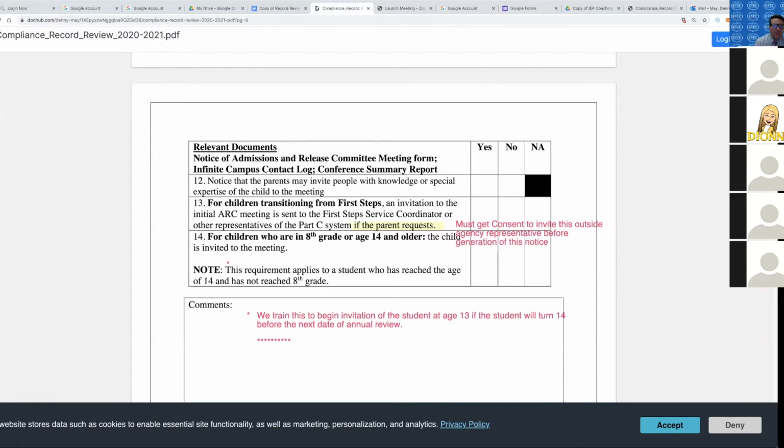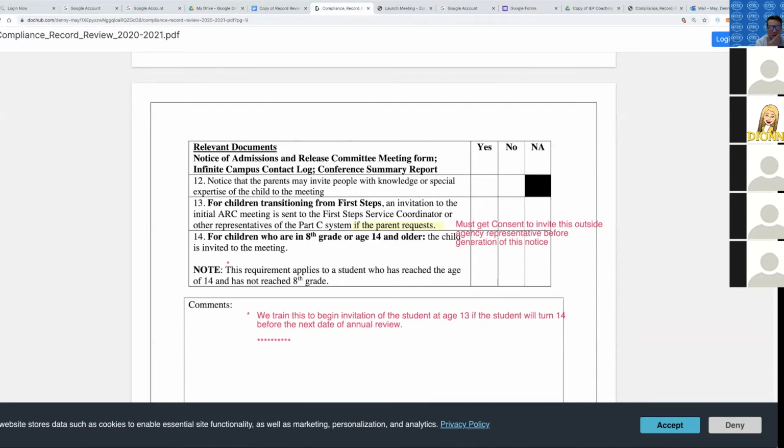So number 13, for children transitioning from First Steps, an invitation to the initial ARC meeting is sent to the First Steps service coordinator or other representatives of the Part C system if the parent requests. And we say must get consent to invite the outside agency representative before generation of this notice.